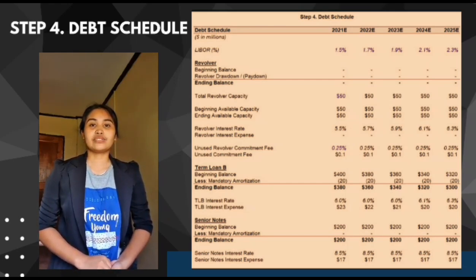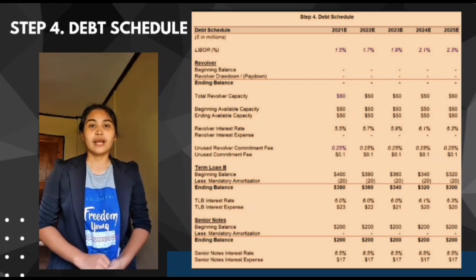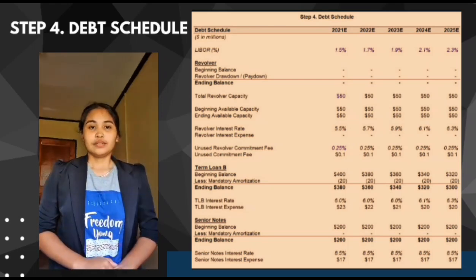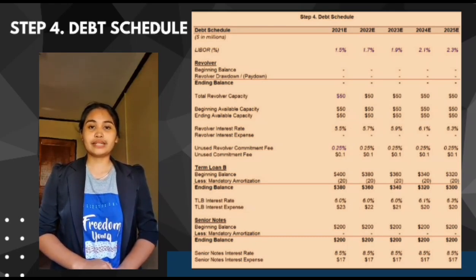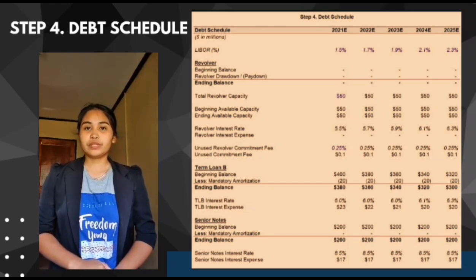Since the balance and the interest rate are constant, the interest expense remains at 17 million each year. So overall, in summary, this debt schedule illustrates how the different layers of debt used in an LBO, or leveraged buyout, are projected to evolve over the 5-year holding period. It shows the revolver is expected to remain undrawn.